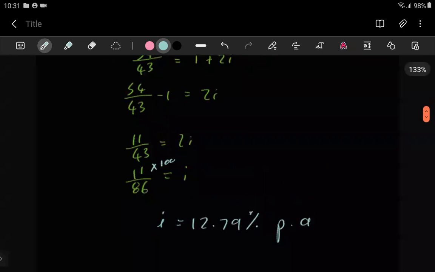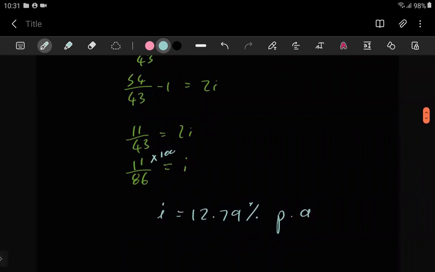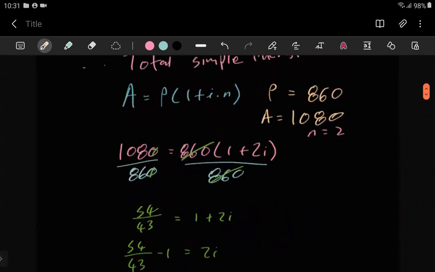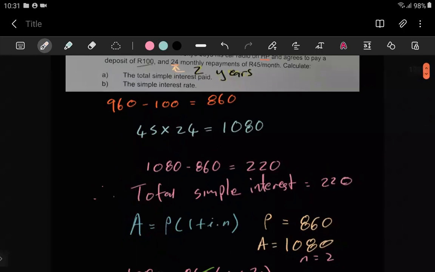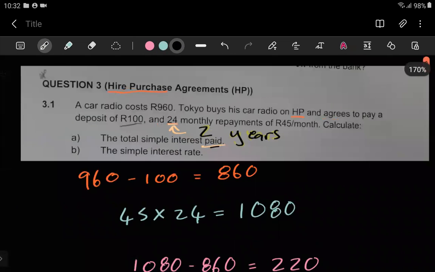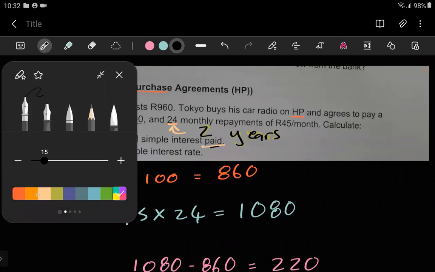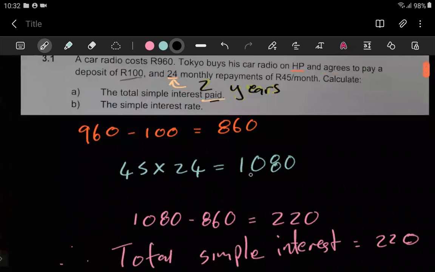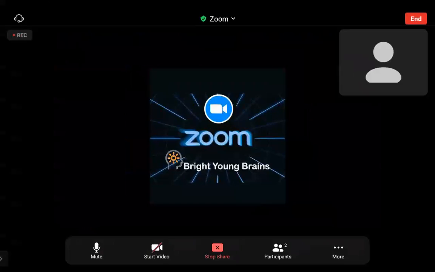Okay, so yeah. The trick was when they asked you simple interest rate, then you use your formula. With the first one, they asked the total simple interest paid, so the actual amount that was paid in terms of interest. We know that interest comes in after you have paid what you owe. Since he paid above the 860, everything above the 860 is interest, because the 860 is what he owed. Okay, that makes sense.